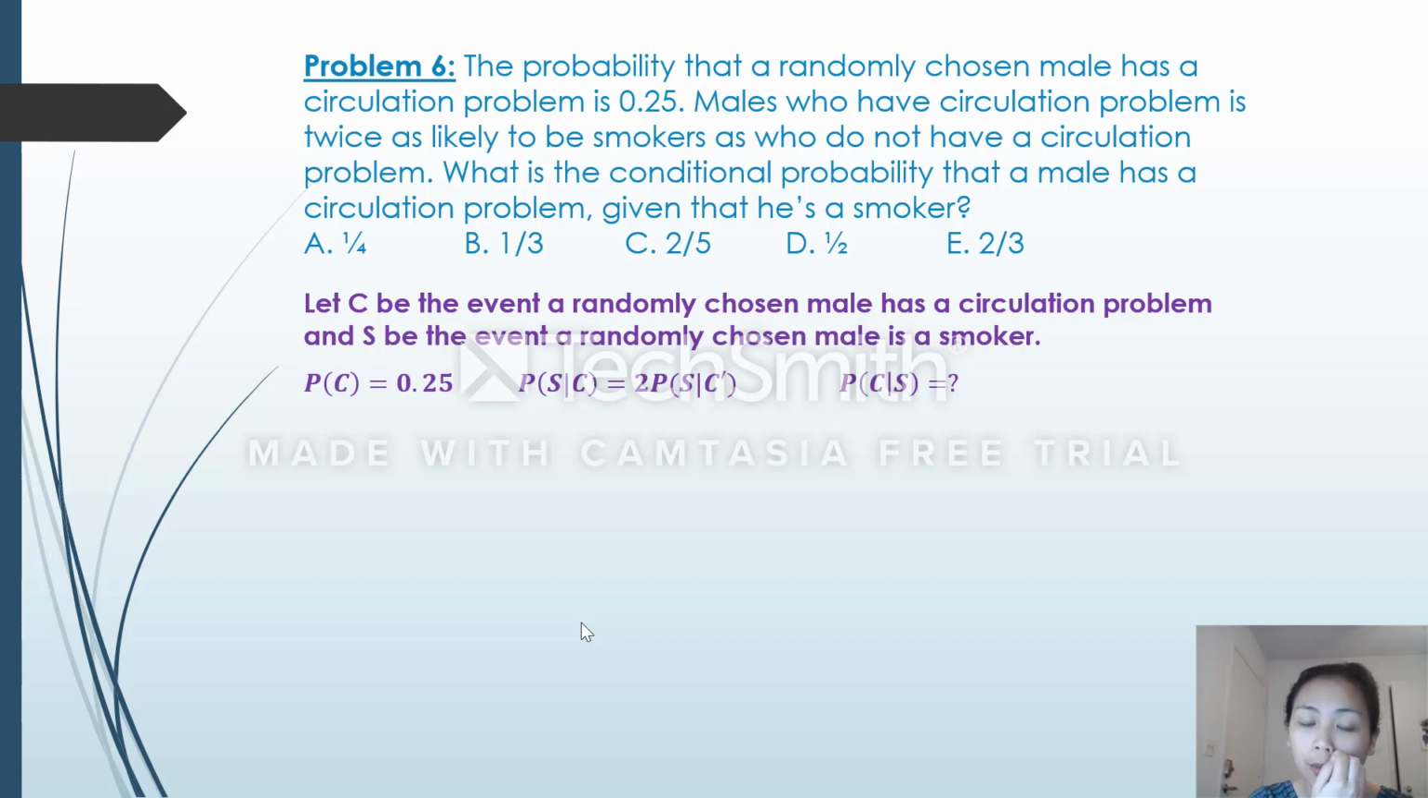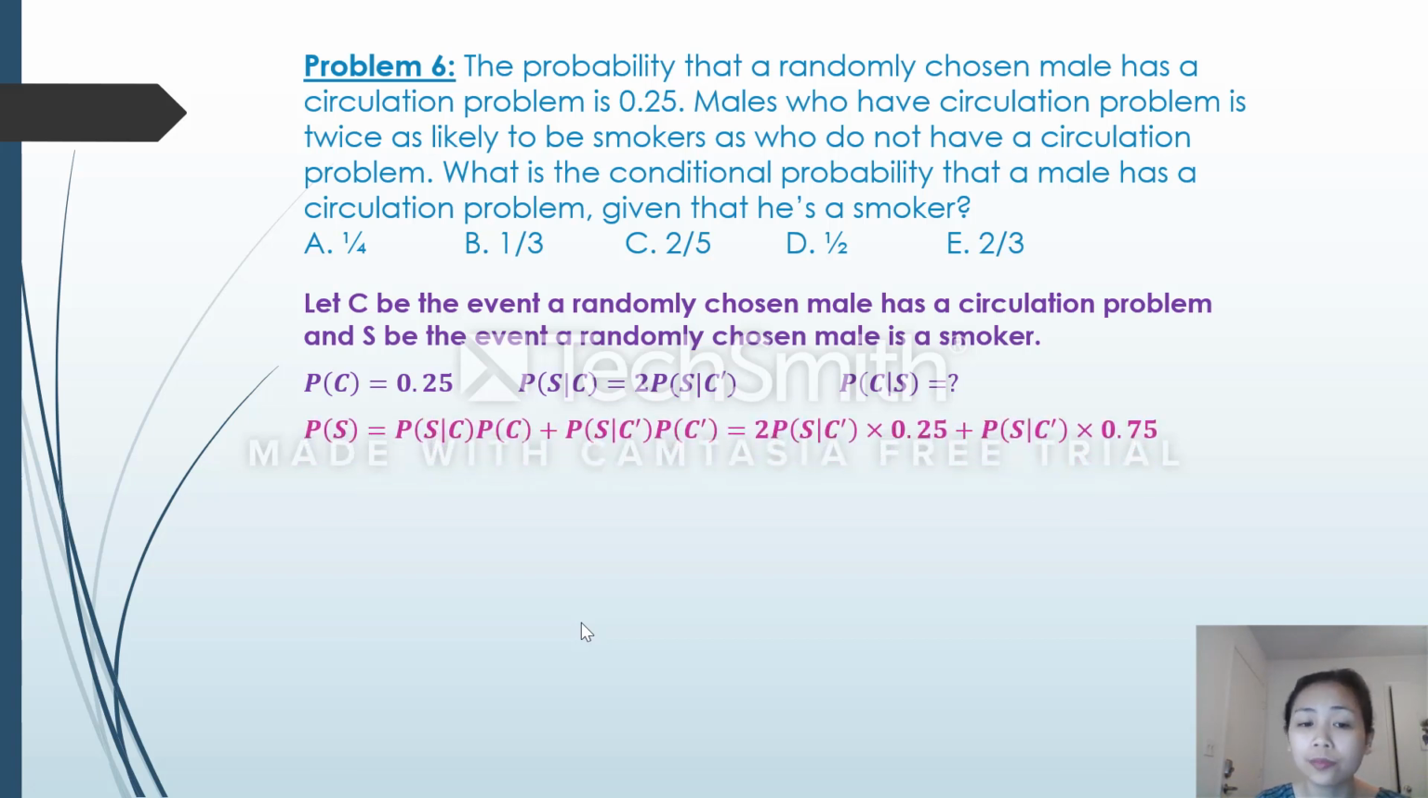That means the probability of being a smoker given circulation problems is 2 times the probability of being a smoker given no circulation problems. The question asks for the probability that a male has a circulation problem given he's a smoker. So that is probability of C given S. Here we have S given C, and we want to find C given S. Remember, in the multiplication rule, we have one rule: probability of S given C over probability of S equals probability of C given S over probability of C.